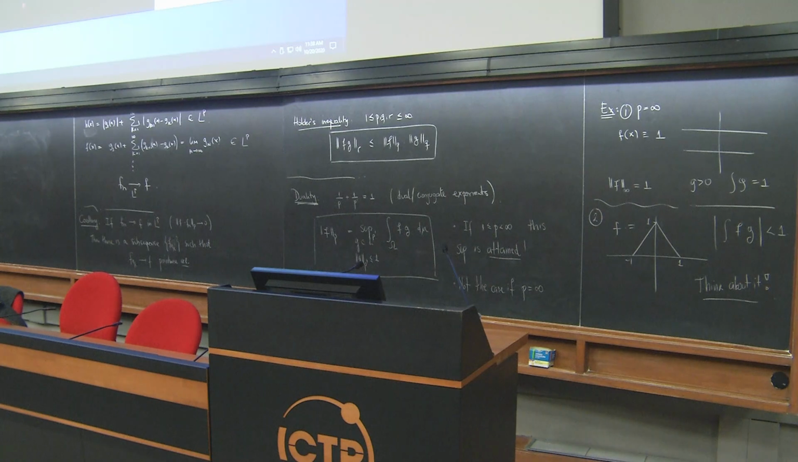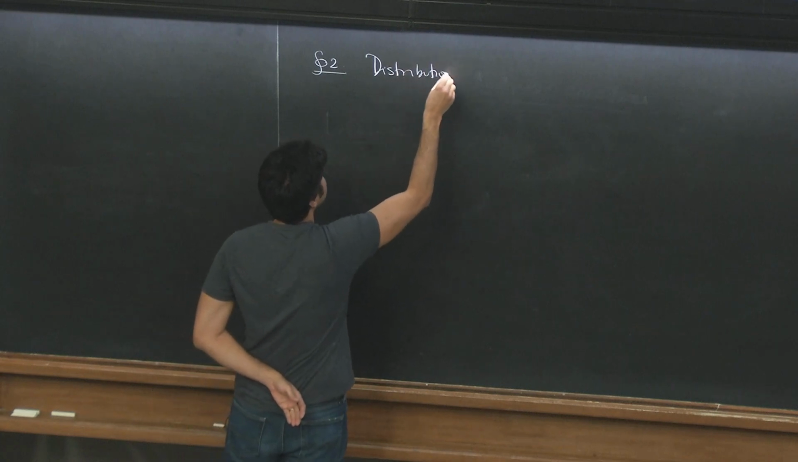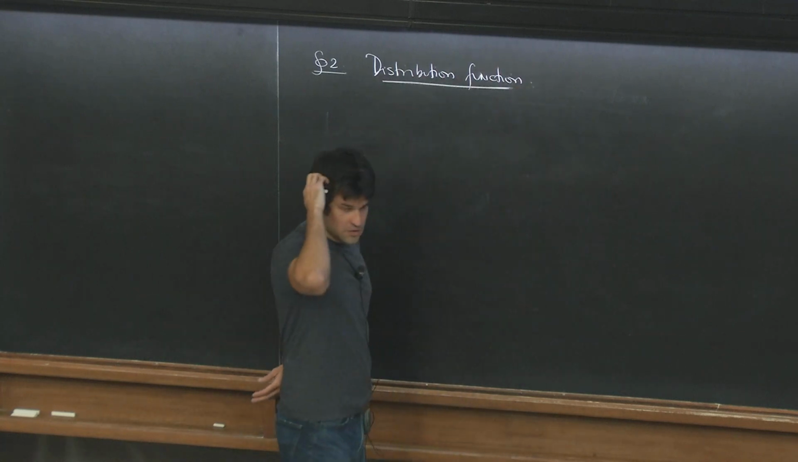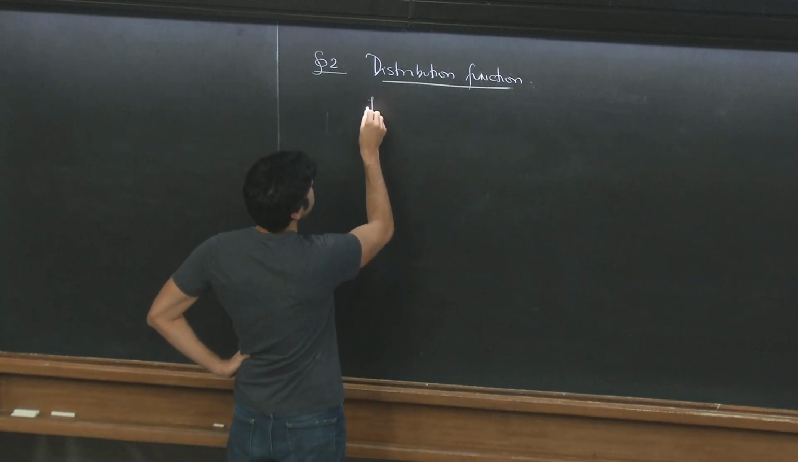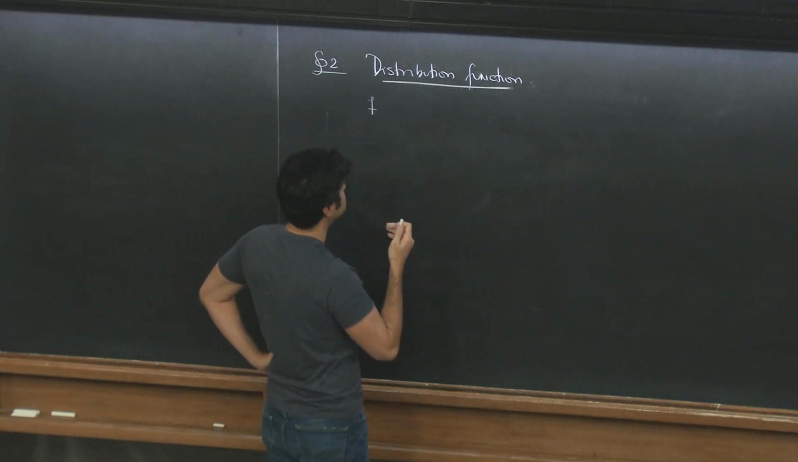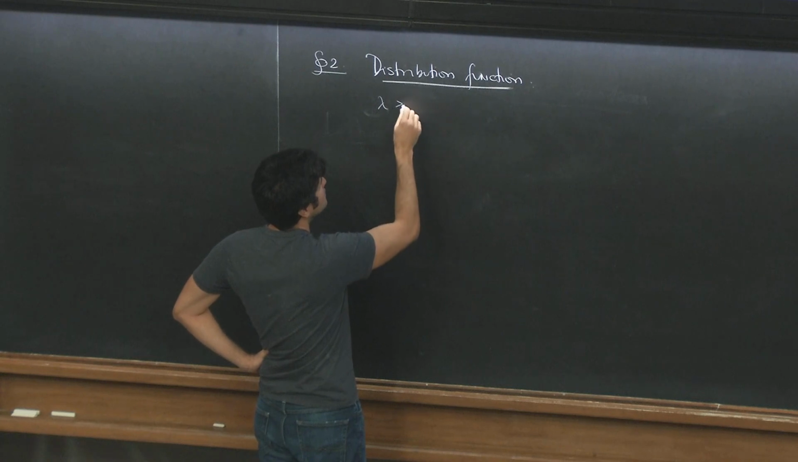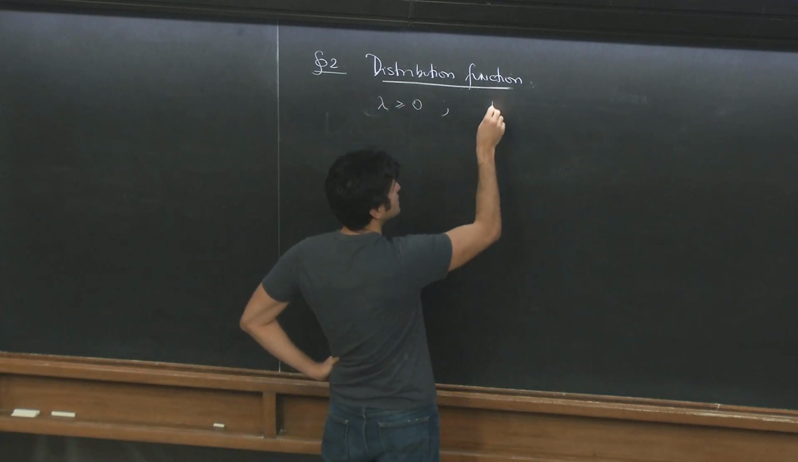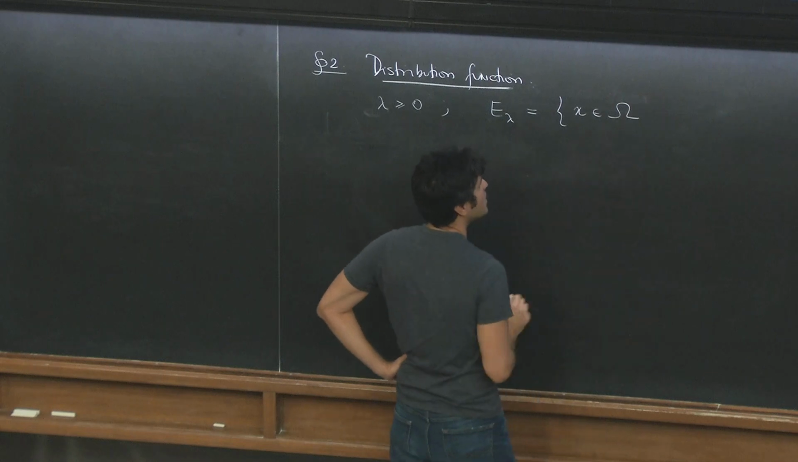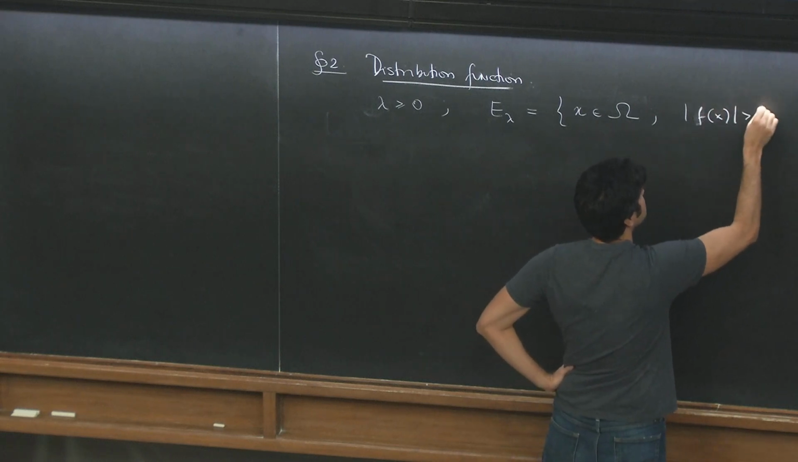I want to discuss today this so-called distribution function. If you give me a generic function f, one way to give f some certain measure is to consider the level sets. Let's take lambda to be a number bigger or equal than 0, and consider the level sets called E lambda. These are going to be the points x in your domain, omega, such that the modulus of f of x is bigger than lambda.